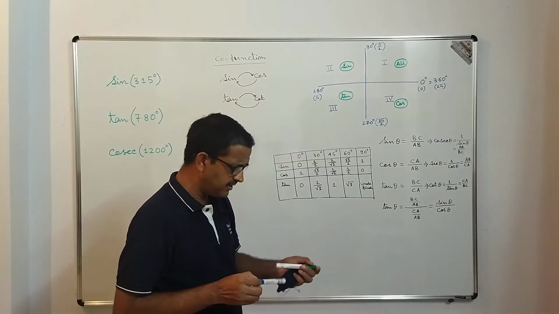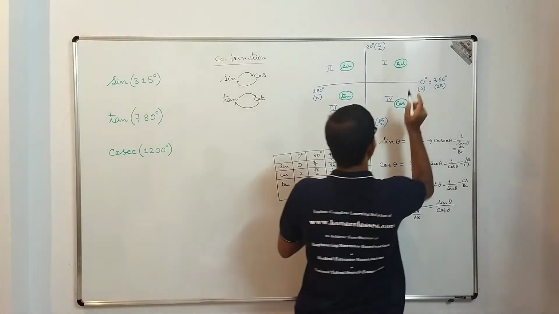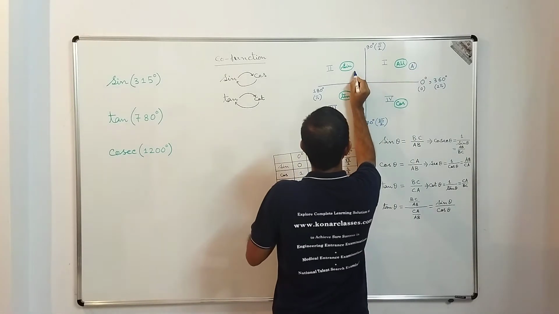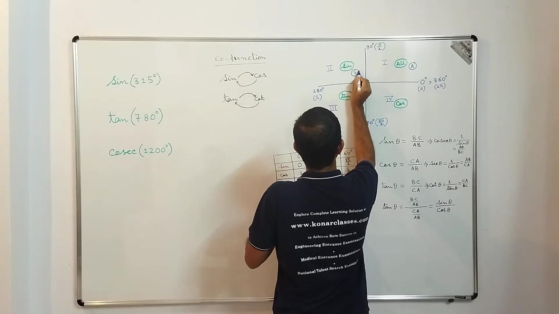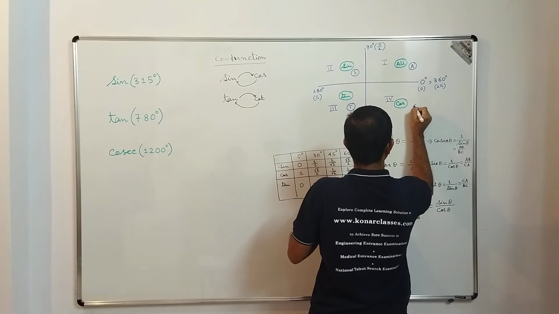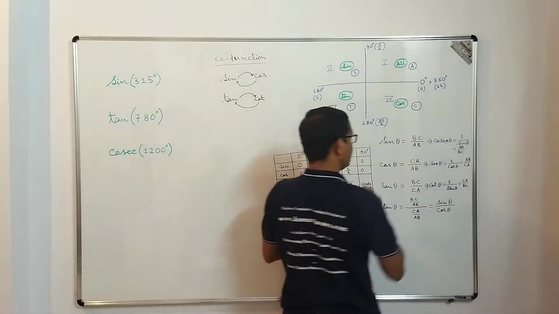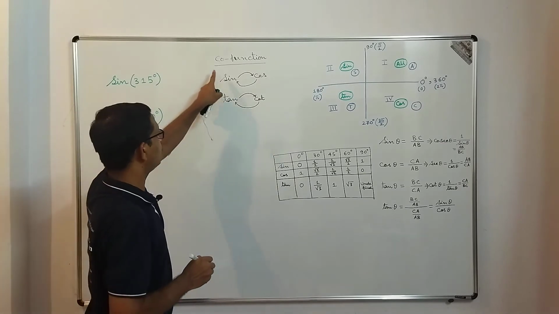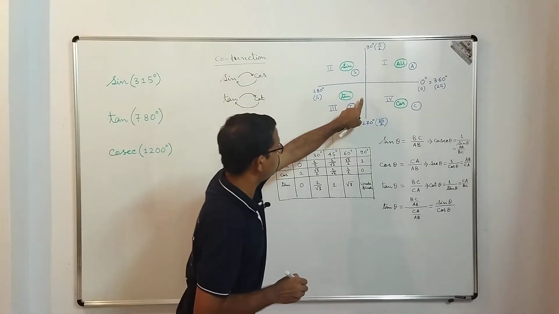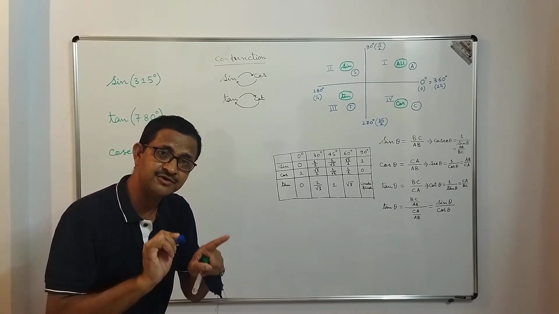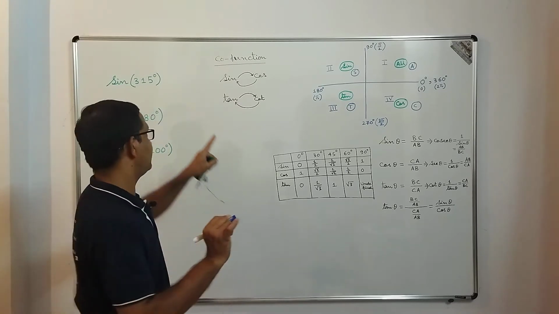So in simple terms, we also remember this as ASTC. A means all, S for sine, T for tan, and C for cos, the ASTC rule. Okay. Now with the help of these two, that is cofunction and the information of the quadrant, we can find the values of any trigonometric function of a large angle.